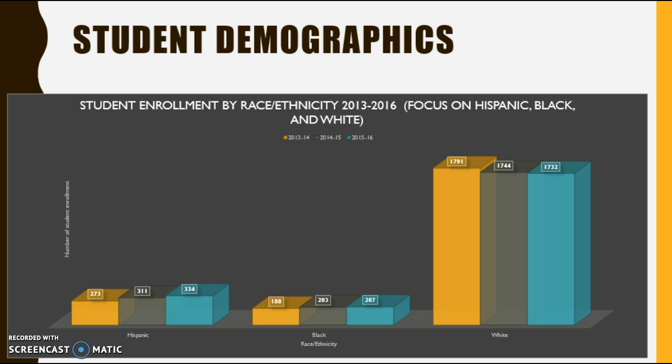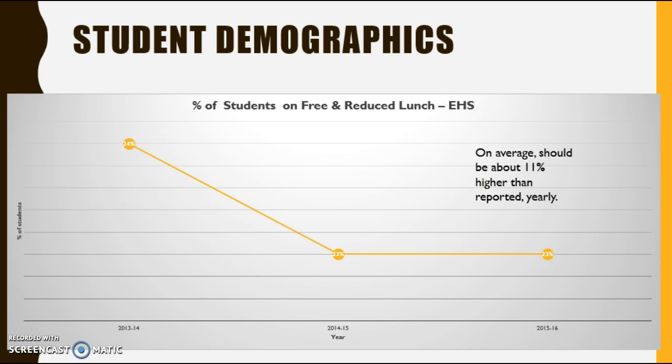Here is the white, Black, Hispanic breakdown. Our district does cut into the corner of Ackworth, and so that's where we pull a lot of our lower SES students. There are many mobile home communities there, and many of our Hispanic students come from that area as well. So here's our percentage of students on free and reduced lunch at Etowah High School.